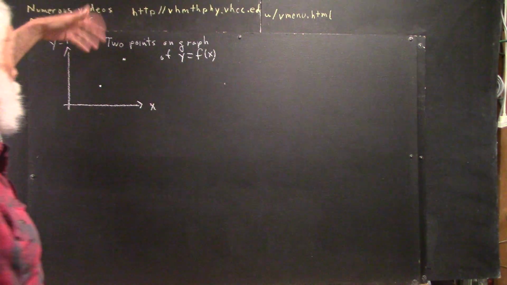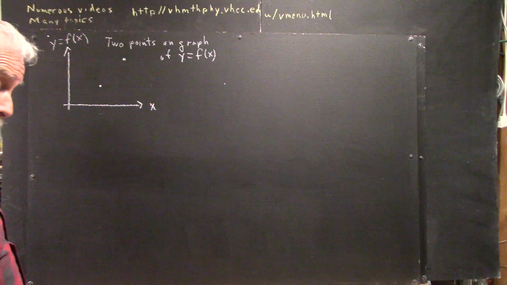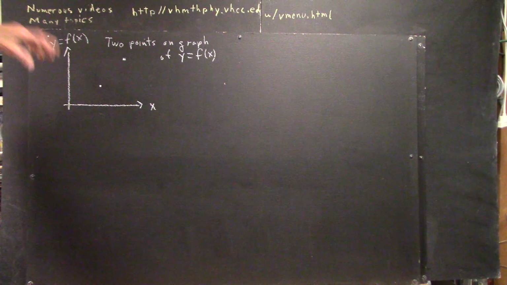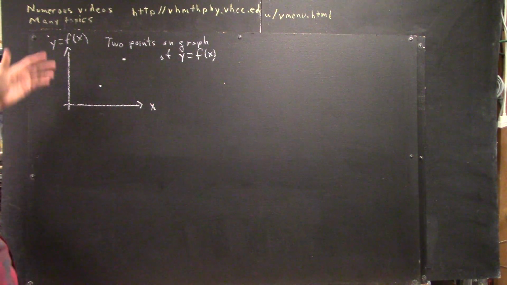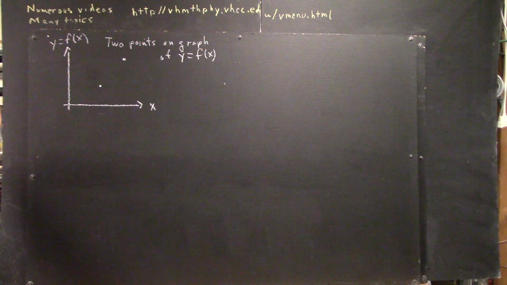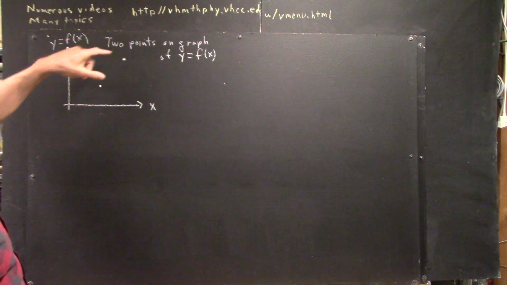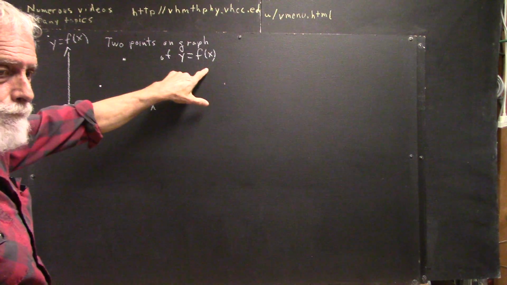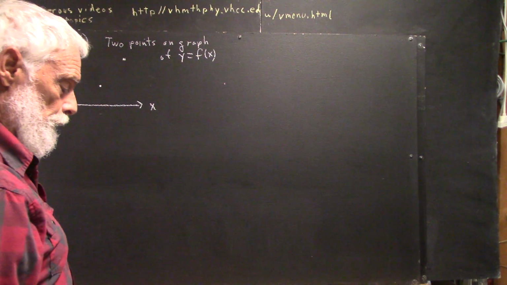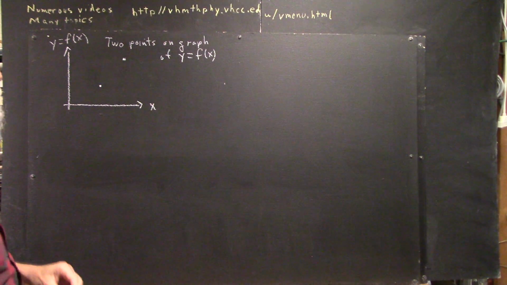Okay, we want to look at a graph and see what this idea of average rate has to do with a graph. So I've got a graph of some function y equals f of x. Actually, I don't have a graph of the function. What I have is a graph showing 2 points on the graph of that function. And let's say this is all I know.